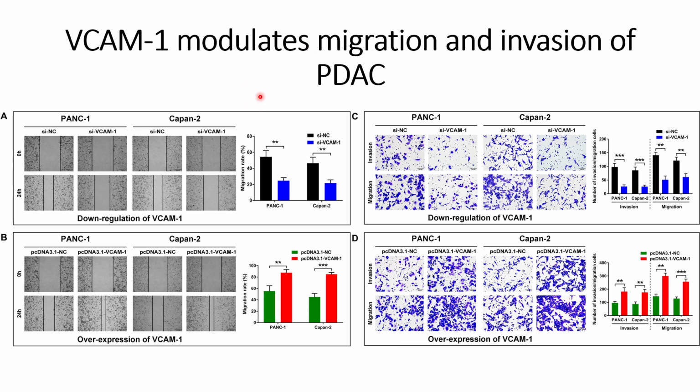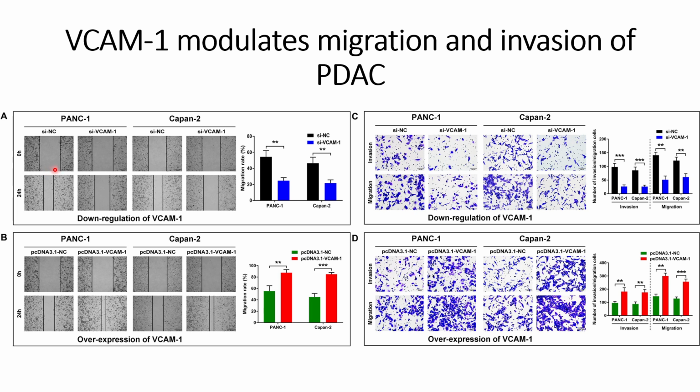In order to check this effect in vitro, the researchers did a wound healing assay, where they found that when they knock down VCAM-1 in both the PANC1 cells and the KPN2 cells, they see a decrease in the migration and invasion of the pancreatic cancer cells, as can be seen here. At 0 hours, the difference is almost the same in both the PANC1 cells and the KPN2 cells when they use the control and the silencing VCAM-1 RNA.